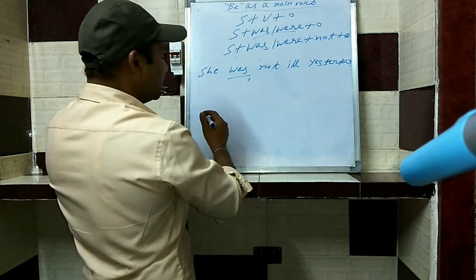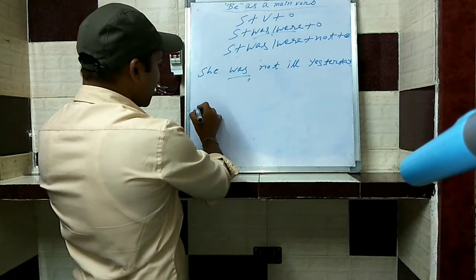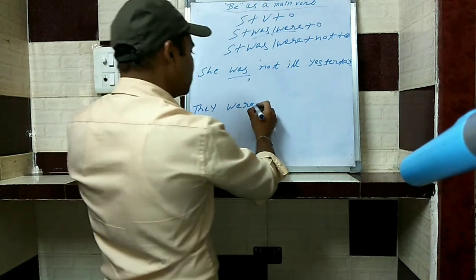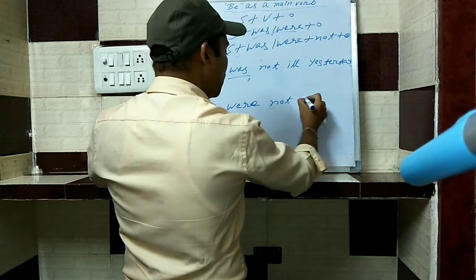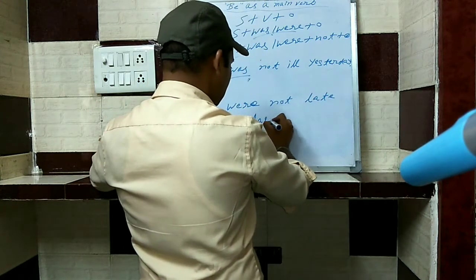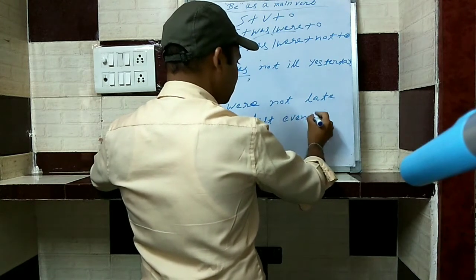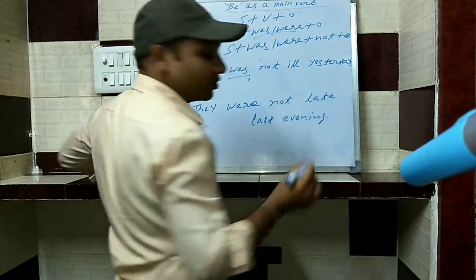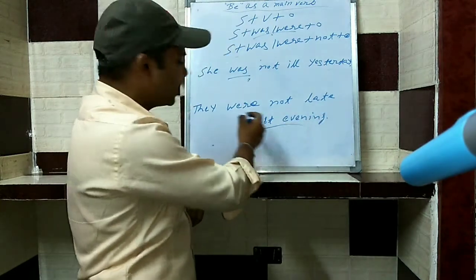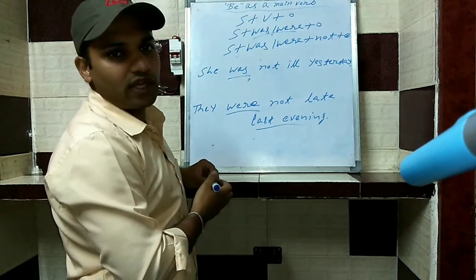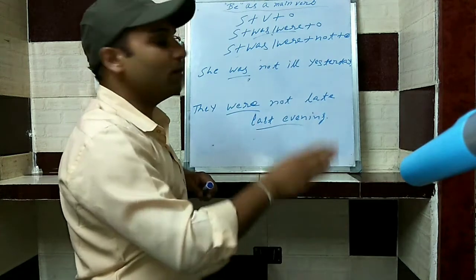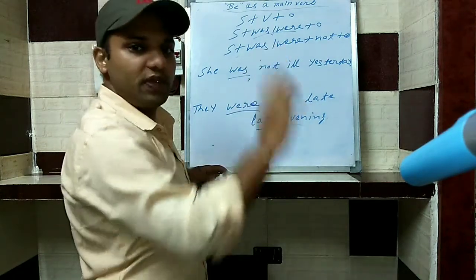Okay, so if we go with the next example, then it could be: they were not late last evening. They were not late last evening. So it is about last evening, it is about past, so that's why were is used over here. And in such kinds of situation we don't use any other form of verb except the verb of be family.